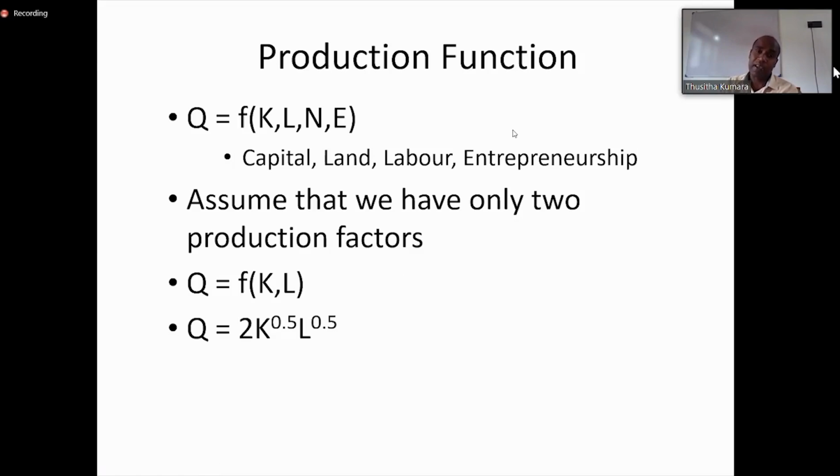If it is the case, we can give it like this. So this is the technical relationship. And this is the functional form. Right? It says output is a function of capital and labor, and the functional form will be something like 2 multiplied by K to the power 0.5 and L to the power 0.5. This is an example for a production function. I will explain this later, but this is an example for the production function.